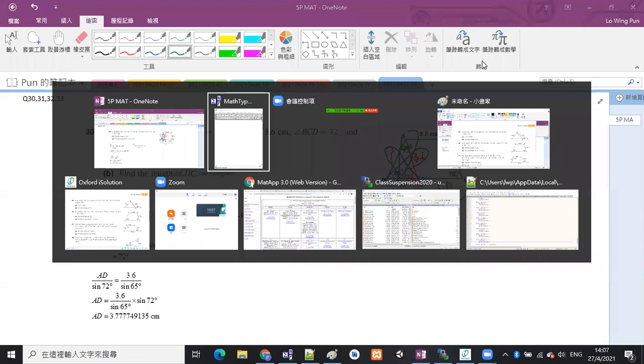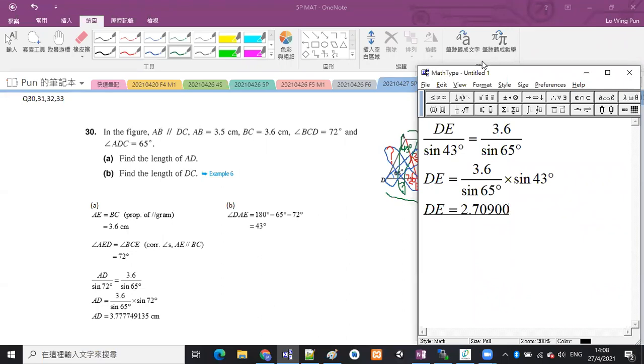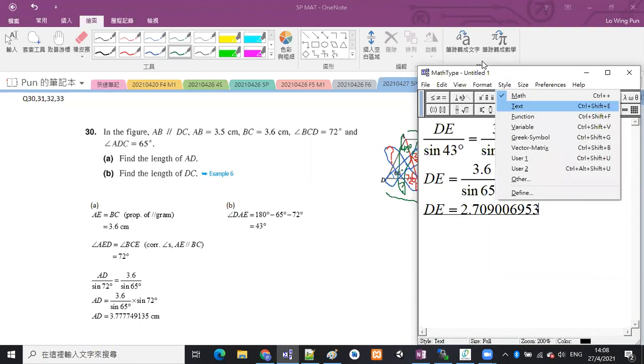So I am going to put DE on the top left corner and then divided by sine 43 degrees is equal to the second pair. And I'm going to use the 3.6 on top and then sine 65 degrees on the bottom. And then multiply the sine 43 degrees to the right. Okay, and then use the calculator. And you will find that DE should be equal to 2.709006953 cm.